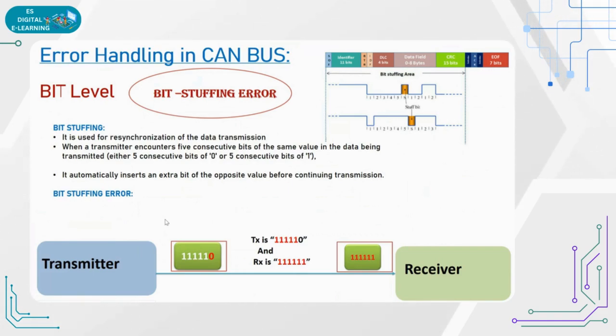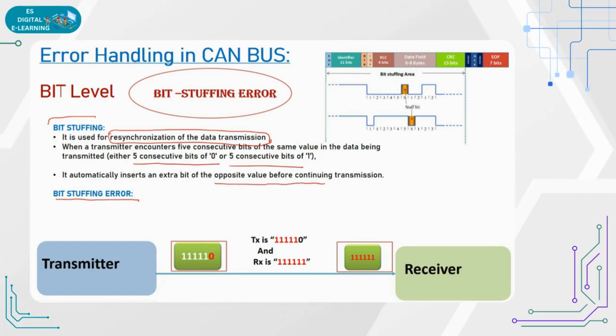Okay, so this is a very important definition you need to know. Don't get confused. Bit stuffing is used for resynchronization of data transmission. That is what you need to say in an interview. What happens is, after 5 consecutive bits of ones or zeros, on the 6th bit it will insert the opposite of the continuous transmission. That is the extra bit.